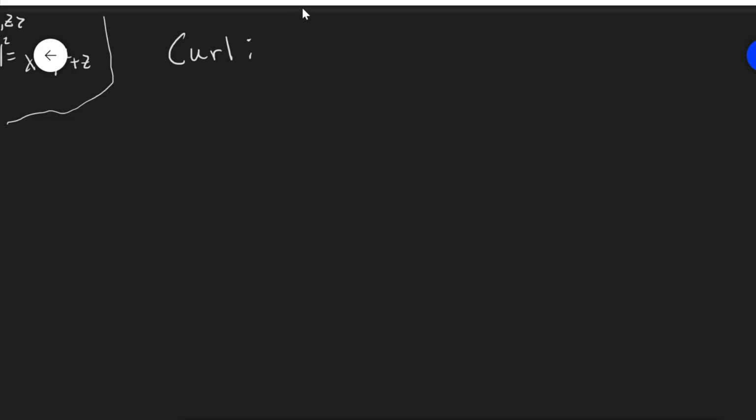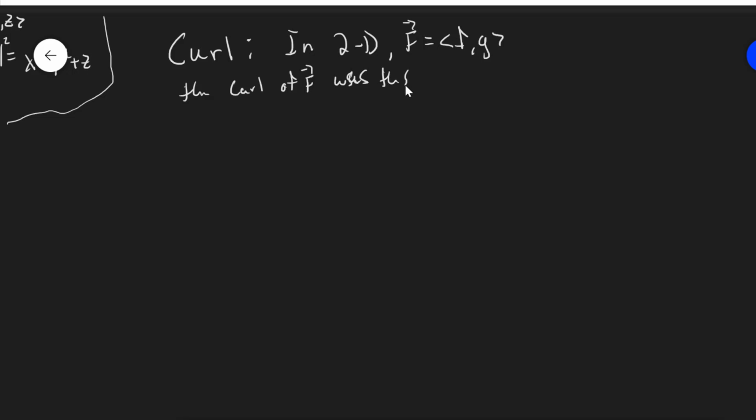So remember that in two dimensions, we have some vector field that looks like F, G. The two-dimensional curl, the curl of F, was the scalar partial G, partial X, minus partial F, partial Y. And remember, this measured rotation around a point in the XY plane.